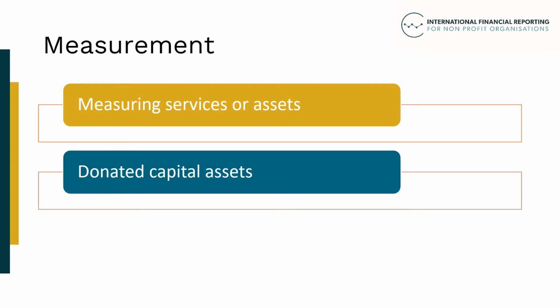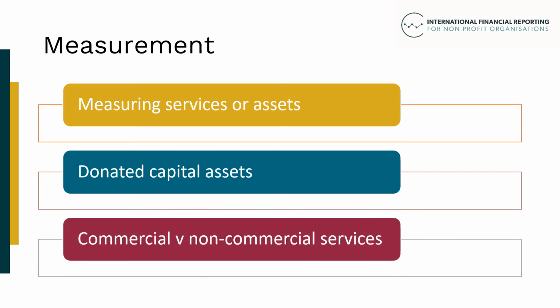For example, housing may be donated to an NPO for social purposes. This housing may command a different, frequently higher price for use as commercial development. Should the NPO measure the donation based on its value as social housing or its value as commercial development?